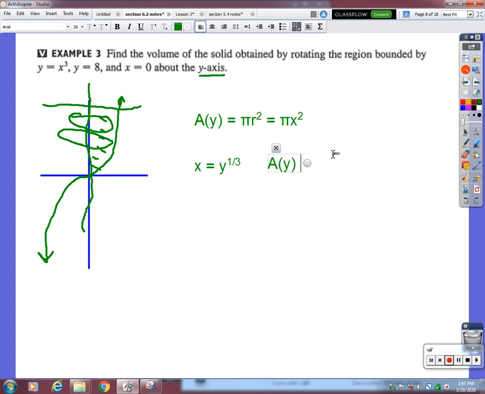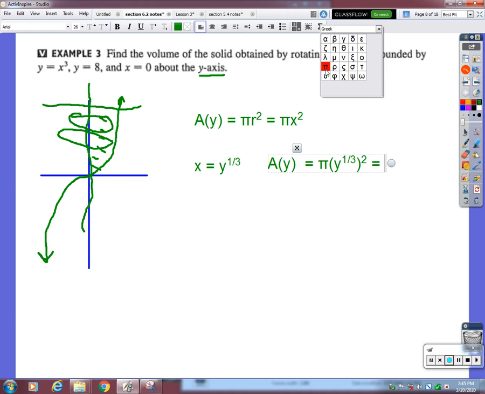The area of our cross section is going to actually be pi times y to the 1/3 quantity squared, which we can simplify to be pi times y to the 2/3 power. And it's as simple as that.